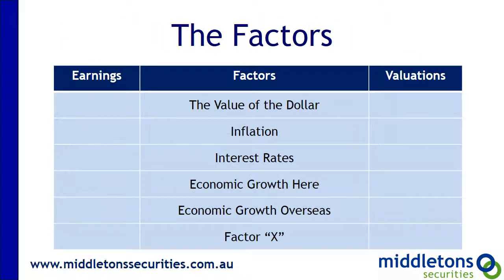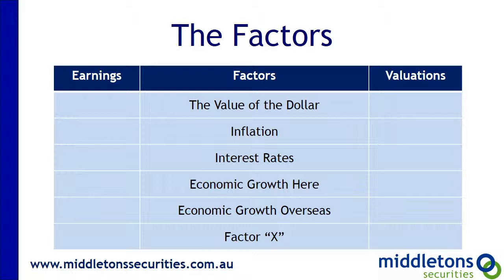Middletons Barometer considers 5 factors that will impact on earnings and/or valuations. These factors are the value of our currency, inflation, interest rates, and economic growth both here and overseas. What we'll never predict is the influence of exogenous factors like wars or global crises.